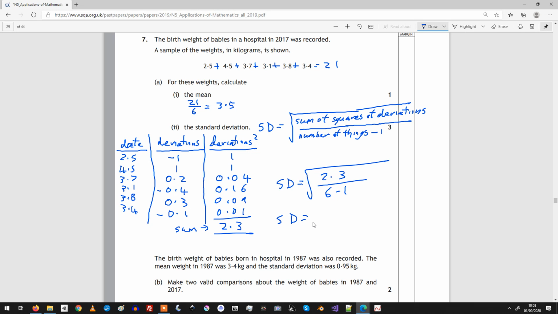And then press SD if you don't get a nice decimal answer. And the answer that you get is 0.678. And there's quite a lot of extra decimal places there. Maybe I'll just write them down. And then I'll round it to, they want 3 decimal places. So that's the final answer with 3 decimal places.